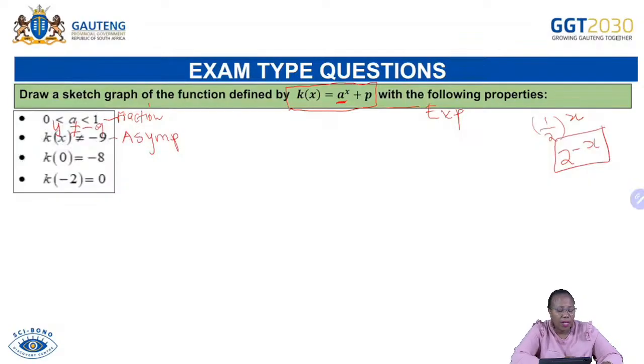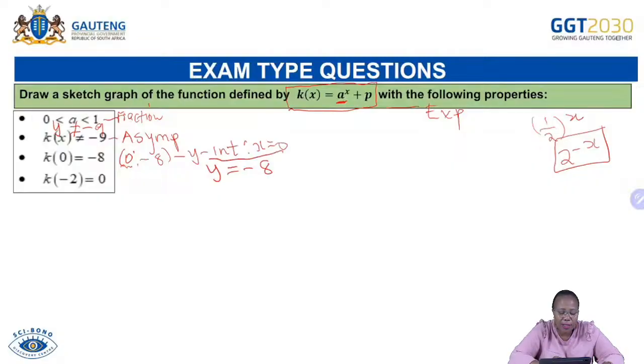Okay? And then now they say k of 0, when x is 0, y is minus 8. Then you have coordinates (0; minus 8). When do we have x equal to 0? It's when you are looking for the y-intercept. Remember, when you look for the y-intercept, you let x equal to 0. So the value that you are getting there is your y-intercept. That means our y-intercept is at minus 8.